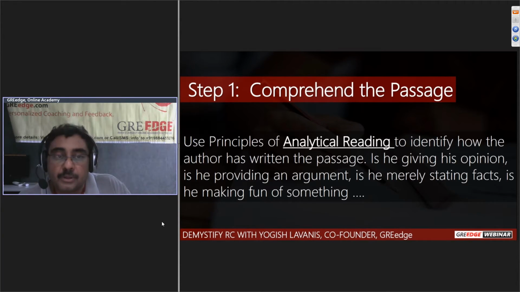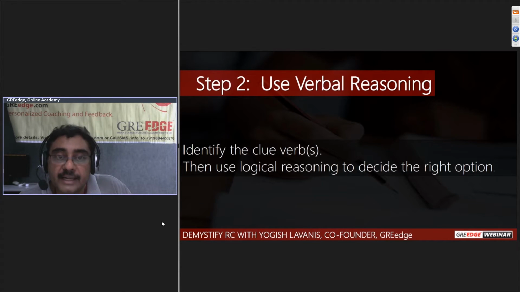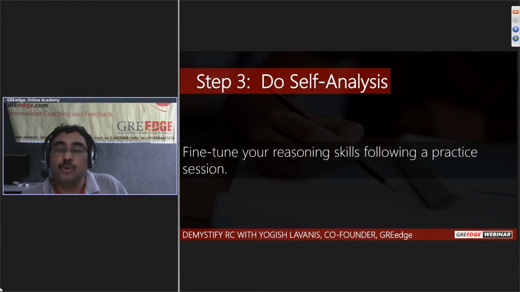Step 2, identify the clue verbs, and then of course the third step is to do the logical reasoning to decide the right option. See which one best matches with what you have in mind. Sometimes you may land with 2 choices, both of which look similar, and that is where you'll have to use reasoning to decide between the 2, right? And the final step, of course, you don't do in the exam, but when you're practicing, you always do self-analysis, a thorough self-analysis.